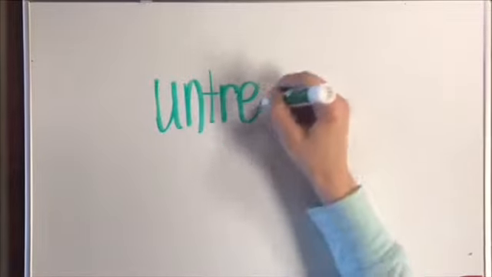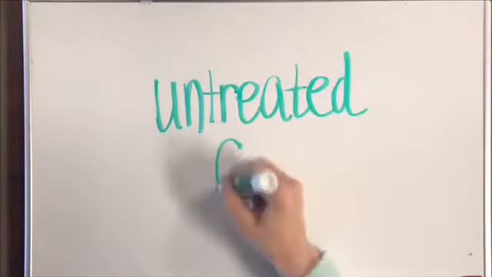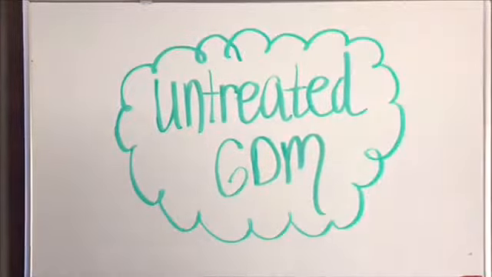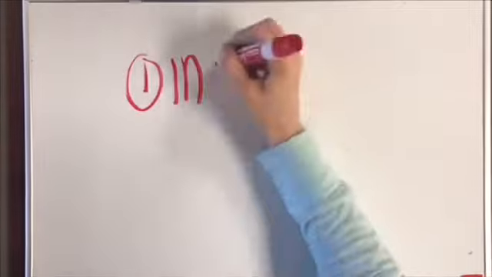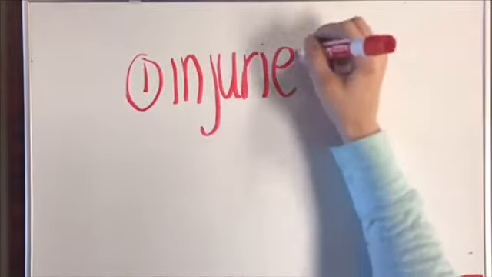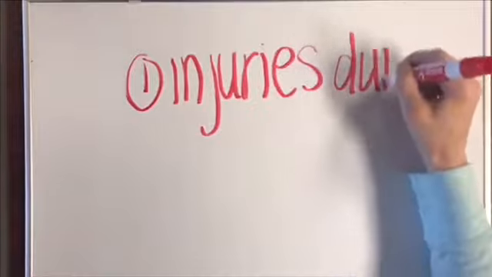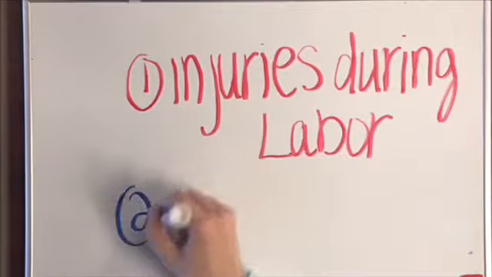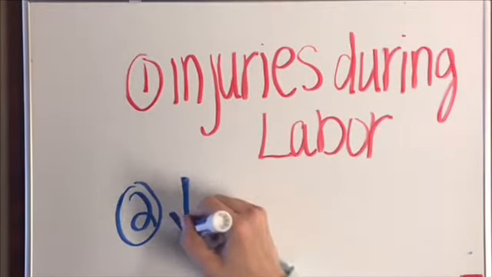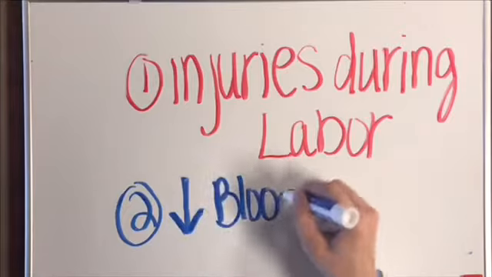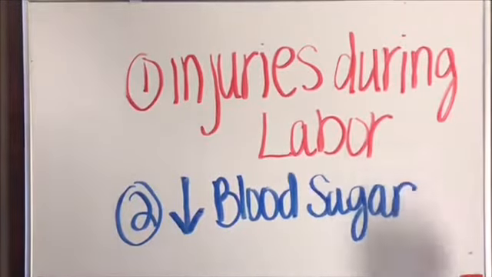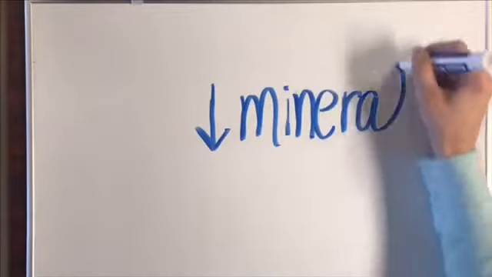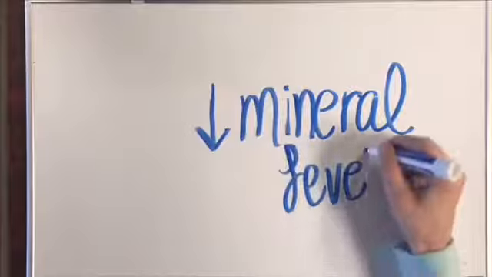Untreated gestational diabetes can cause serious problems. If blood sugar levels remain elevated, too much glucose ends up in the baby's blood. The mother's higher blood sugar affects her baby because they get nutrients from her blood. The baby stores that extra sugar as fat, which can make them grow larger than normal, which can cause injuries during labor, like bone fractures. The baby can also experience low blood sugar. Low blood sugar happens because the baby's body produces extra insulin in response to the mother's excess glucose. The baby can also be born with low mineral levels.